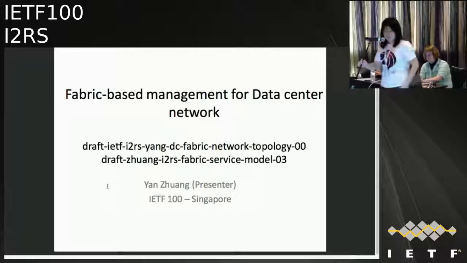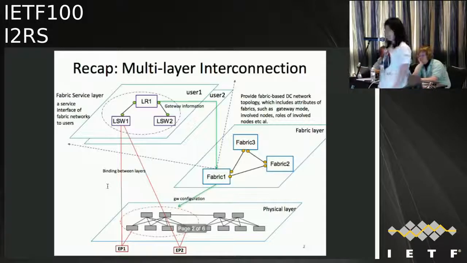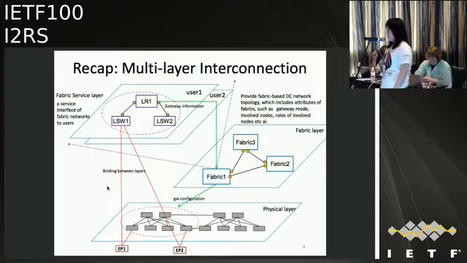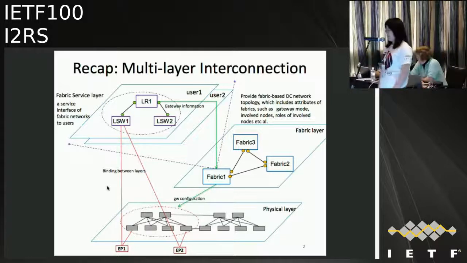Okay. Thank you. This is about our fabric-based management for data center networks. This slide has been presented several times in this group. This is a recap. The concept of this design is for data center networks: we want to simplify data center network management. So we divided it into three layers. The lowest one is the physical layer, and the middle one is the fabric layer, which is for the network orchestrator and network provider. The app layer is for users. As you can see, there are many users slicing over those layers. So this is the general concept.